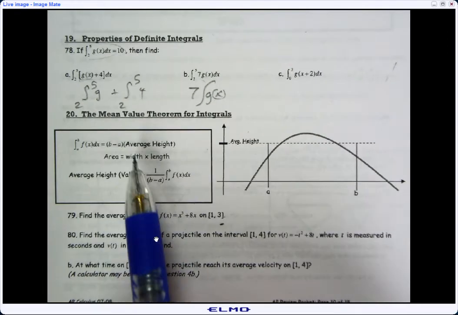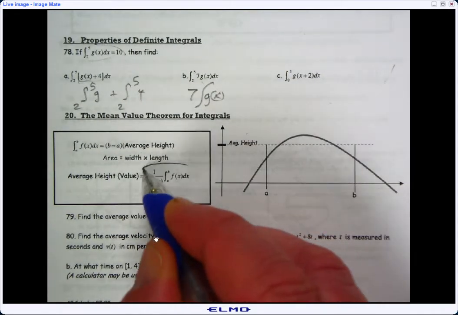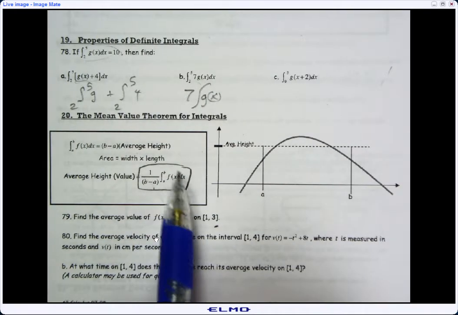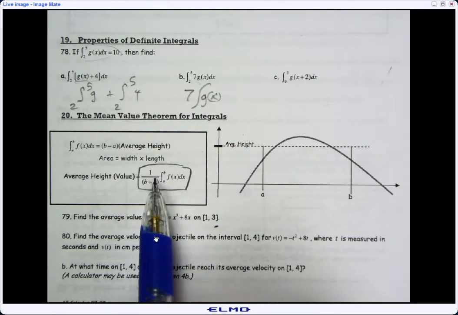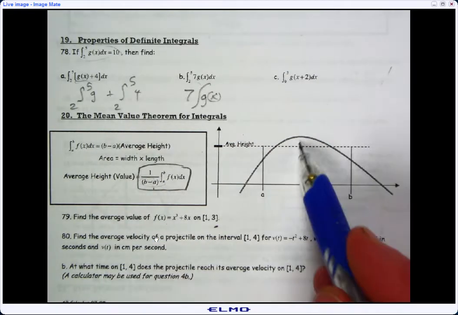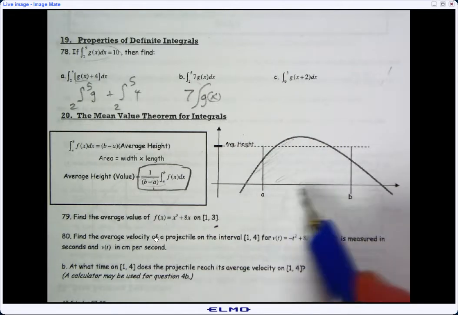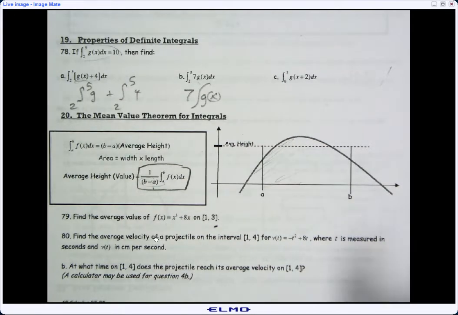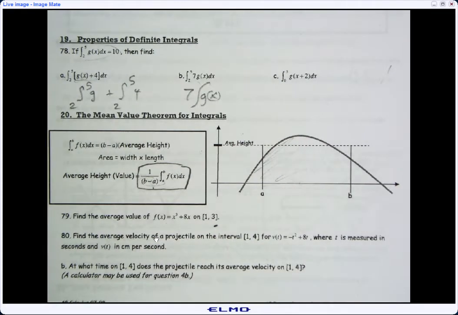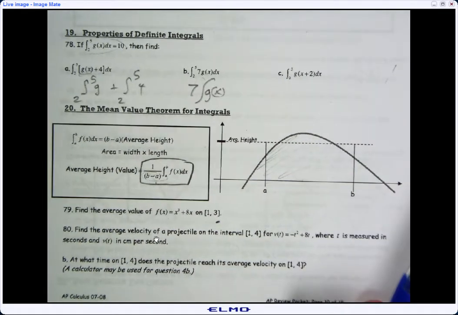Average value of a function. I'm just going to skip right to this part. Skip that mean value theorem for integrals. Average value of a function: take your integral, and the way I think about this is you're dividing by the width. If you know the total area and you divide by the width, you get the average height. That's what we're saying.